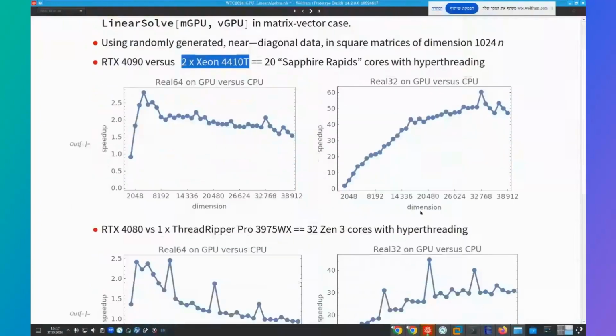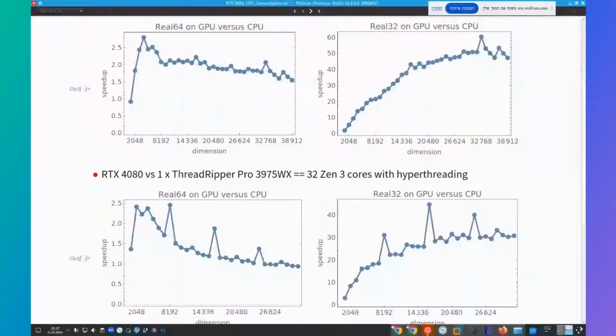The second computer had a Threadripper. This was roughly a $3,000 CPU when it was released about 4 years ago, against a 4080, which is about a $1,000 card. We do get some speed up with doubles, but it's much less. But we still get a nice speed up using floats, obviously not as dramatic, but still nice.